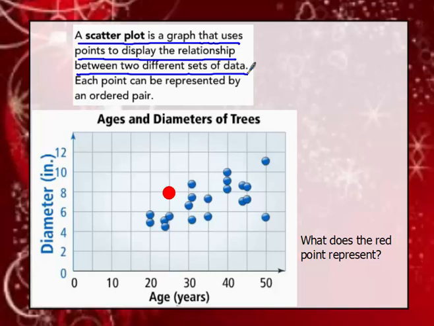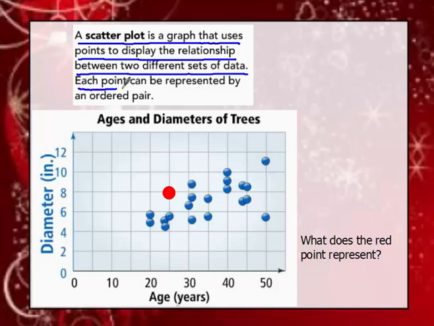So here's an example scatter plot where we just have a bunch of dots all over the place. And in this particular graph, we're trying to determine if the ages of trees and diameters of trees have a connection. So in other words, as the tree gets older, does it have a greater diameter? When we look at this data, my question is, what does this red point here represent? Well, it represents a tree that is 25 years old and it is 8 inches in diameter. So each one of these dots represents an individual tree.